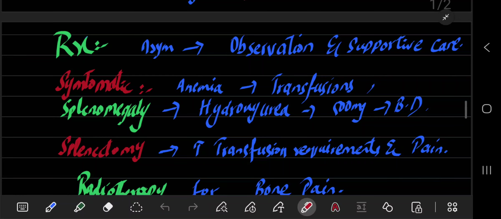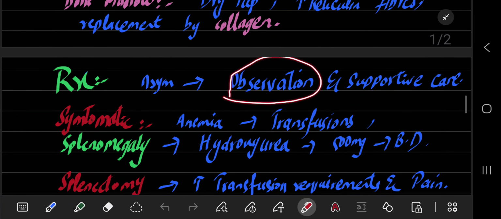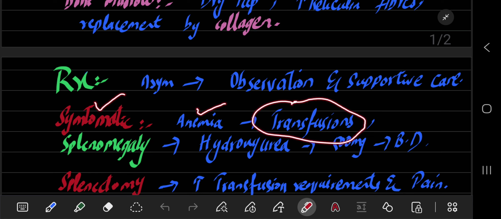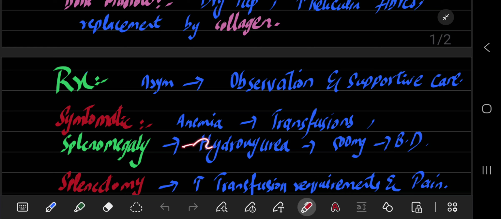Treatment. In asymptomatic patients we observe mostly, and supportive care is initially required. If patients are symptomatic, for example patients have anemia, then we go for RBC transfusions as required. And if there is large spleen, then you should go for hydroxyurea. Hydroxyurea is given as 500 mg twice a day, and it decreases the spleen size.